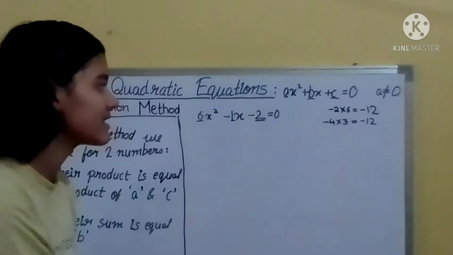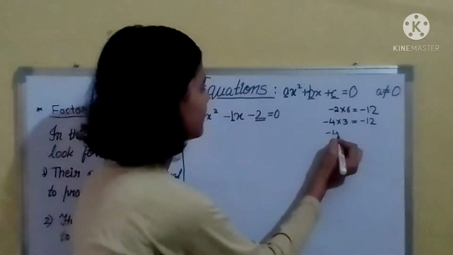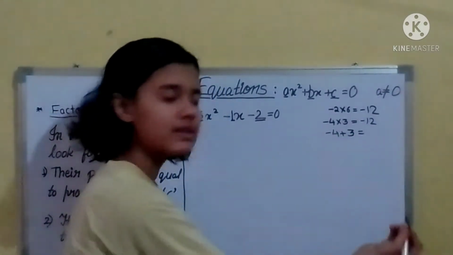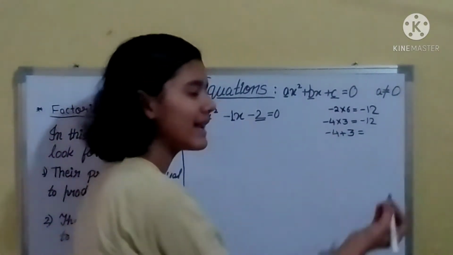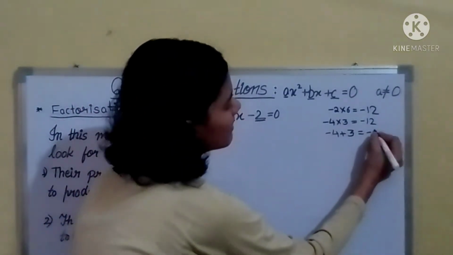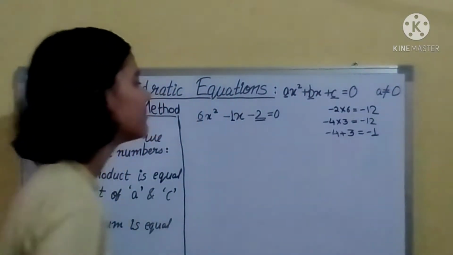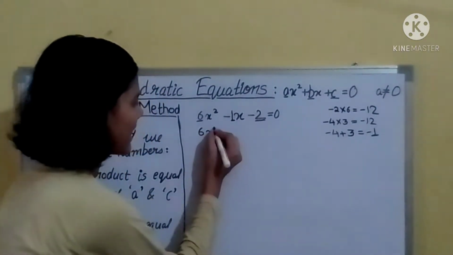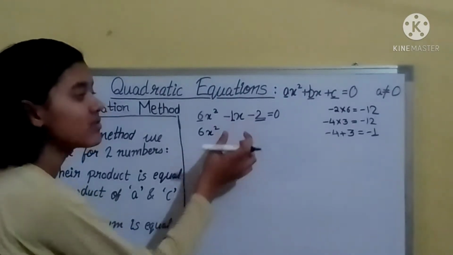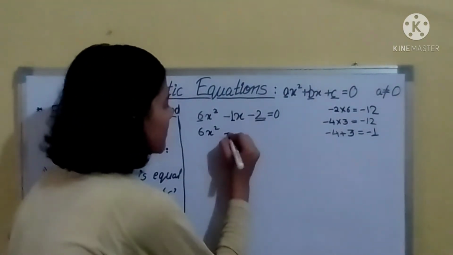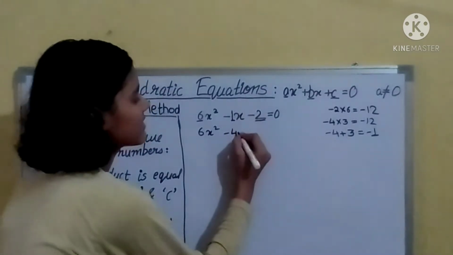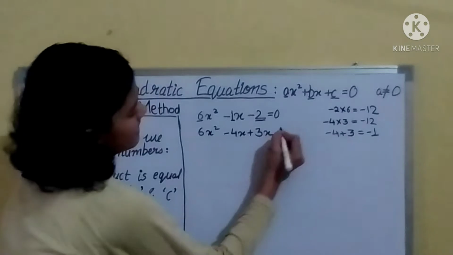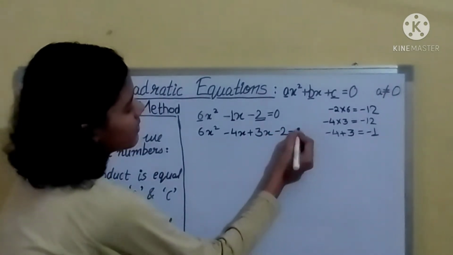Then when we add these numbers, minus 4 plus 3, minus 4 is greater, and 4 minus 3 is equal to 1. So minus 1. Yes, we are getting these numbers. Okay, so we will do like this. 6x square, this will be like this only. Now minus x will not come. Okay, minus 4x, then plus 3x minus 2 is equal to 0.